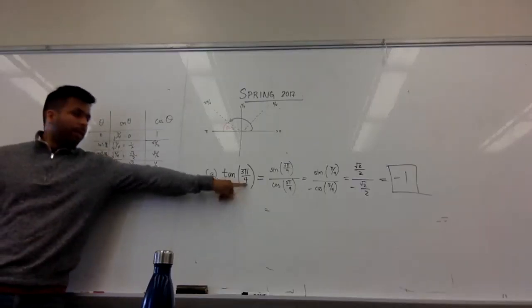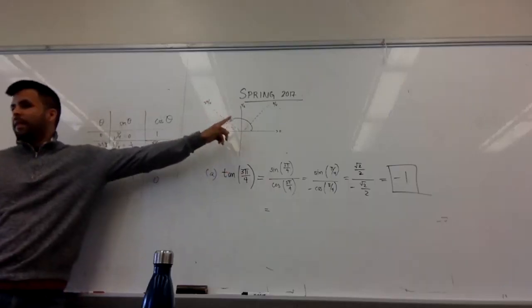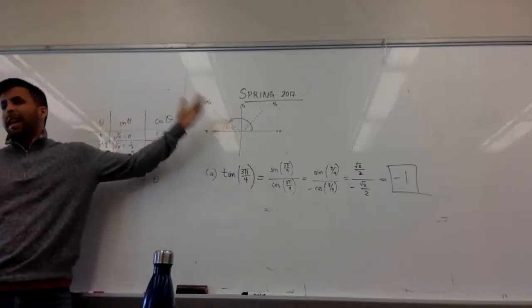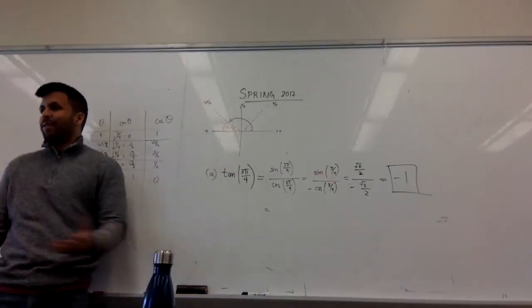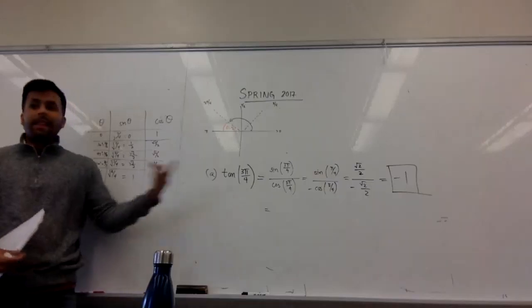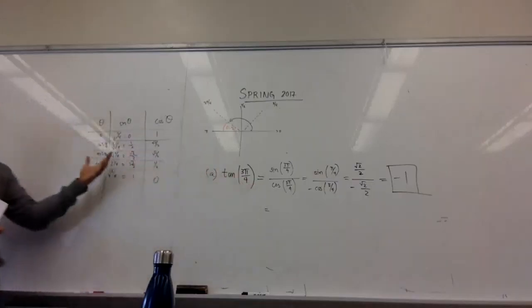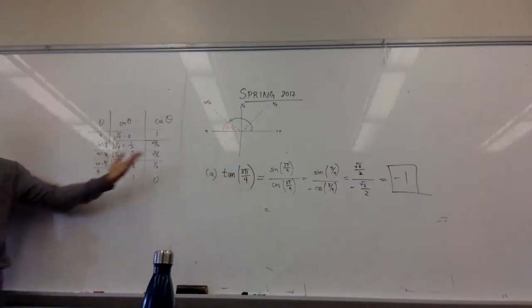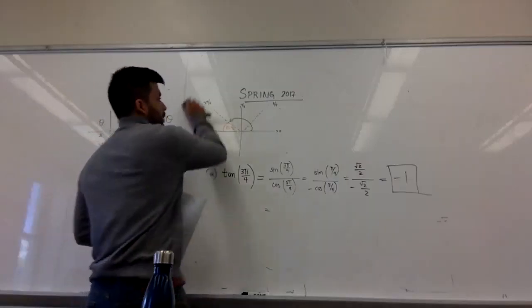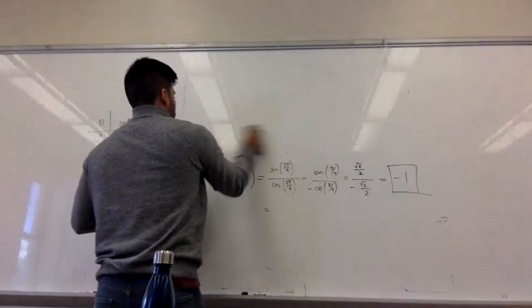I need to first figure out where theta is. Then I need to know whether sine and cosine are positive or negative. And I need to find out the reference angle. See, these things you can't memorize, you have to know how to apply it. And then after you know how to apply it, you can use your memorization skills and plug it in. Okay? All right. So this is fall 2016.